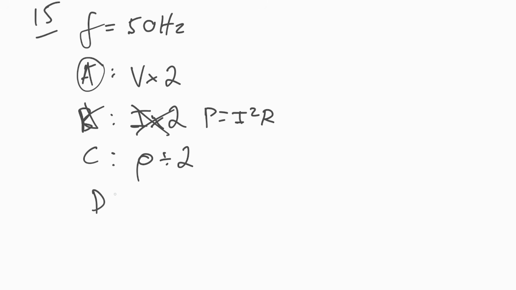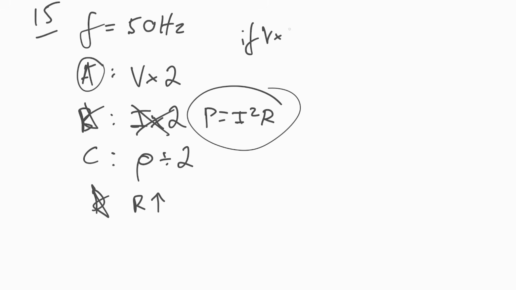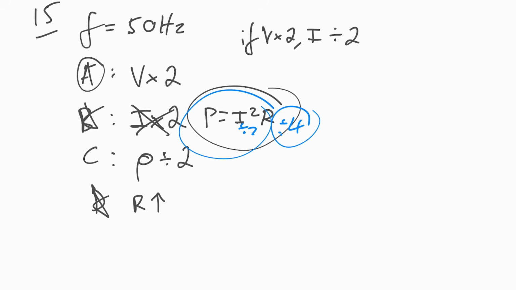So D, halving the number of wires in the cable. No, that's going to increase resistance, isn't it? Oh, I got it. Of course. So if we know that, actually, we're going to be using this, we know that if V doubles, then I halves. And so therefore, we can see that if that divides by 2, then the whole power lost divides by 4. So that is our answer there. Not an easy question, though.